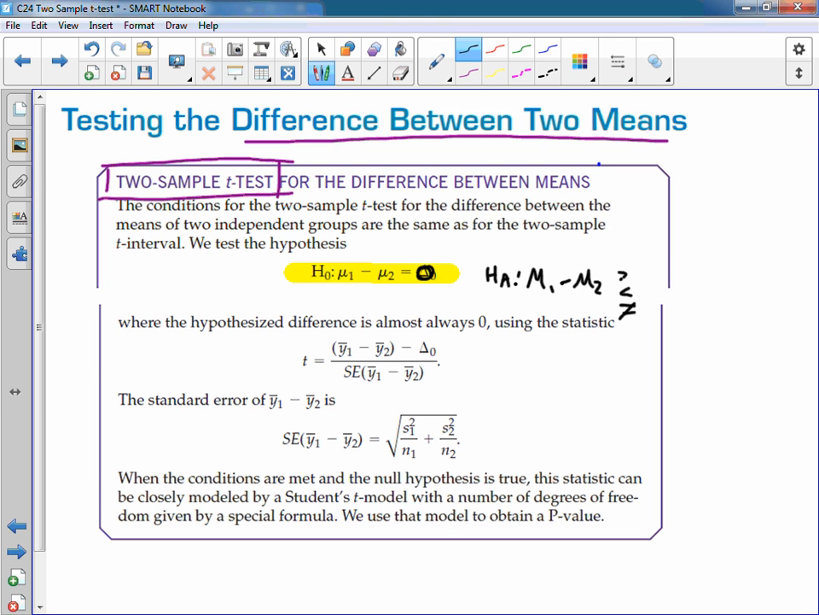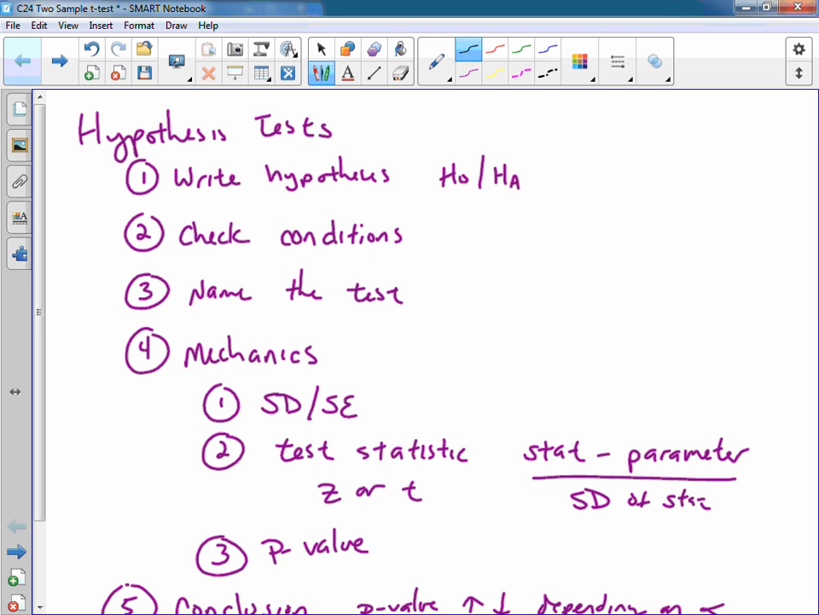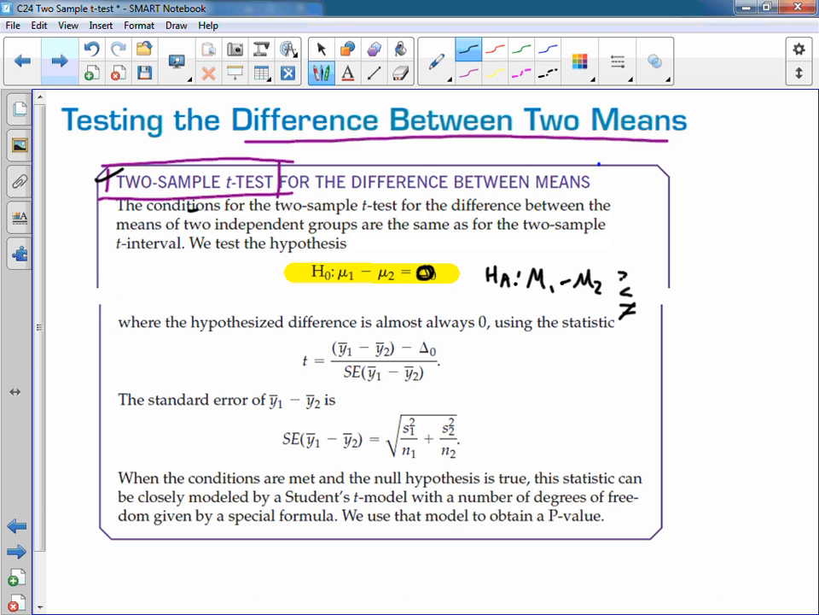Then we check our conditions, right? Name the test, got it? We go back here after the test, we do the mechanics. So the standard error formula right here, it's on the AP formula sheet. The test statistic is right. The difference in means minus the parameter, the difference given in the null hypothesis, generally 0, divided by the standard error. And then from there, you find the p-value.